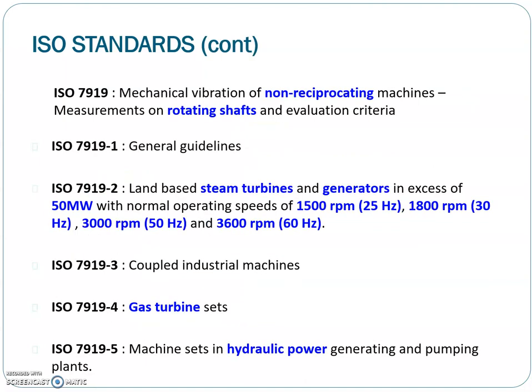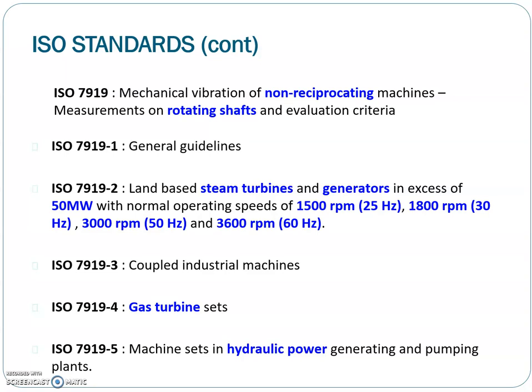Another ISO vibration standard that we usually use is ISO 7919. It is about mechanical vibration of non-reciprocating machines, measurements on rotating shafts, and evaluation criteria. When we say ISO 10816 is a standard for non-rotating parts or casing vibrations, then ISO 7919 is a standard for rotating parts or rotating shafts. There are in total 5 parts in this standard. The first edition was created in 1996 and revised in 2009.